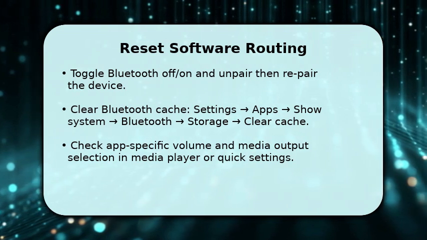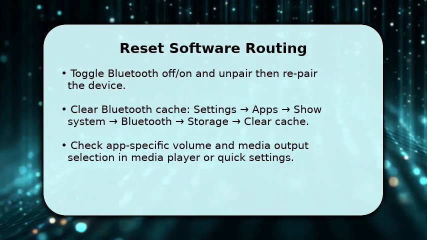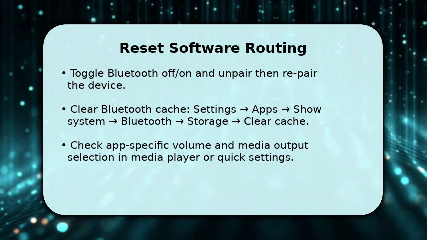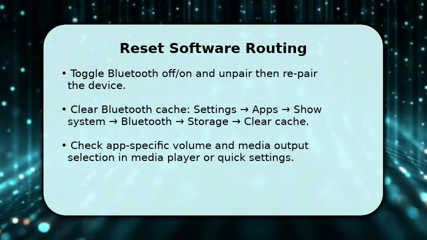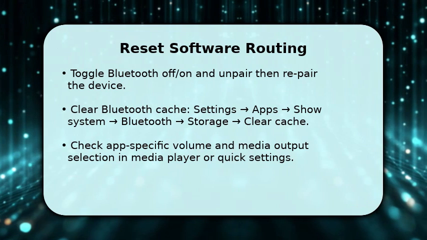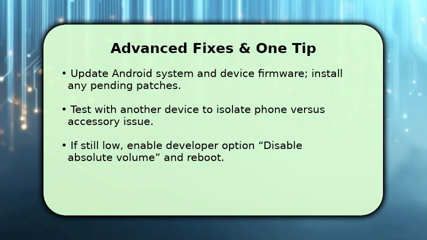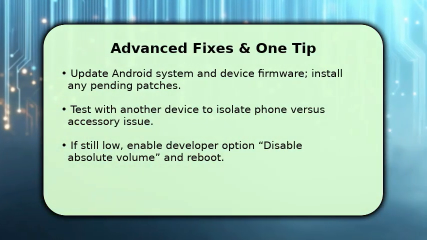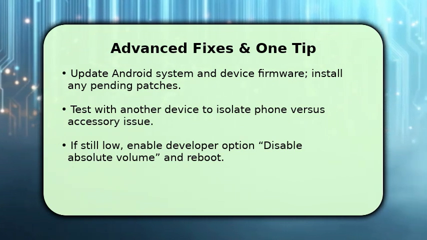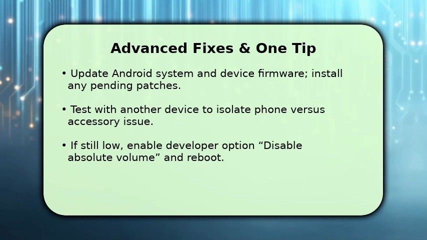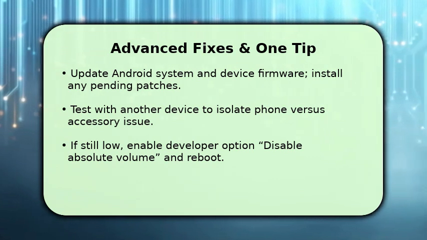Make sure the playing app isn't forcing a low output by checking its in-app volume and the system's media output selector in Quick Settings. For final resolution, update both your phone and the Bluetooth accessory firmware to eliminate compatibility bugs. Mismatched profiles often cause low volume. Test the accessory with a second phone to determine whether the phone or accessory is at fault.